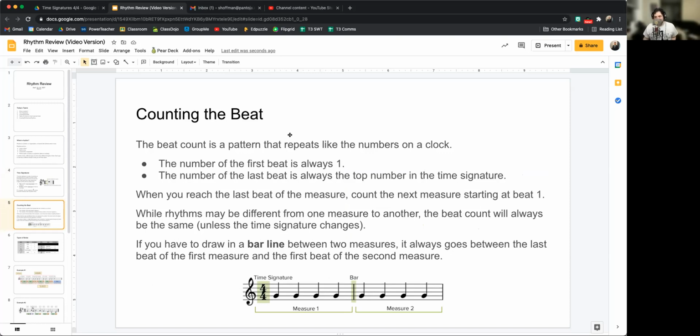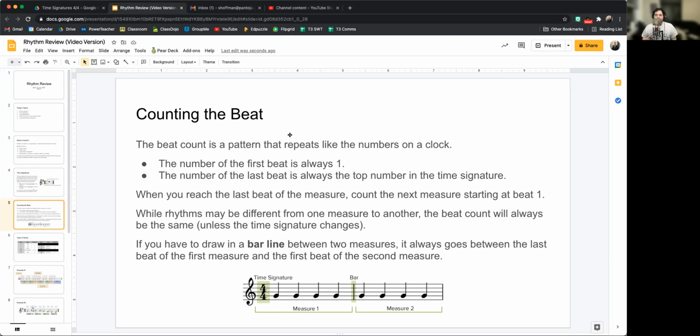When you reach the last beat of the measure, when you go to the next measure, you'll count it starting at beat 1. And while rhythms might be different from one measure to another, the beat count will always be the same unless the time signature changes. But in the music that we're going to look at, for the most part, it's not going to change. We're going to pick a time signature and stick with it, but it can change.